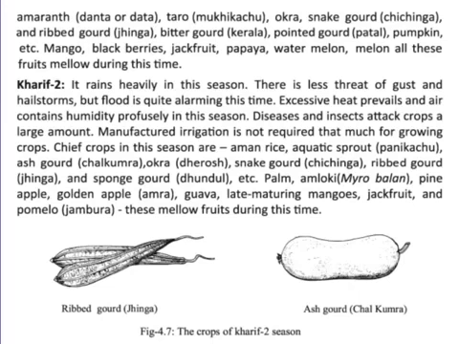We will also see gooseberry, pineapple, golden apple, umbra, guava, late maturing mangoes, jackfruit, pomelo and jambura, and these fruits ripen during the season. In Kharif we will see this type of hot temperature crops.